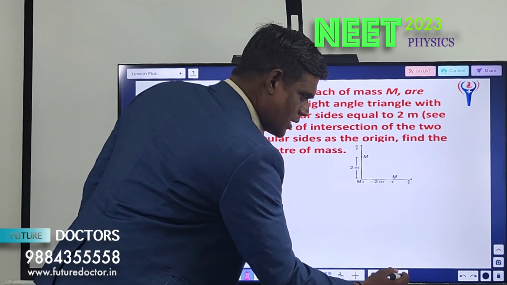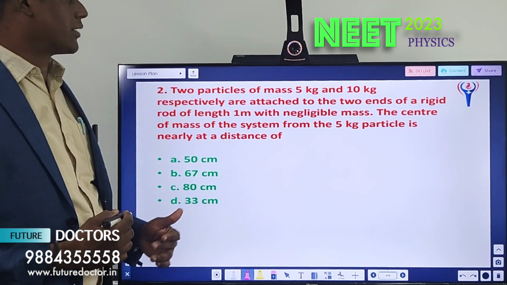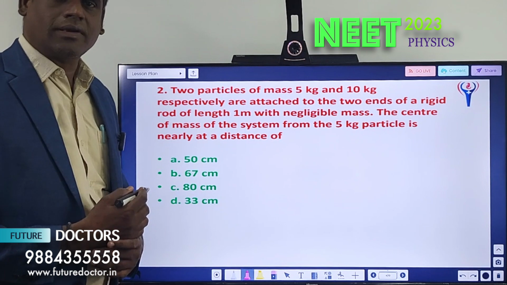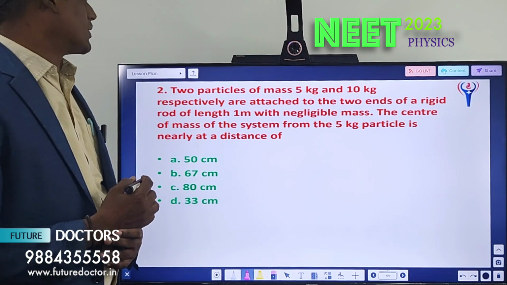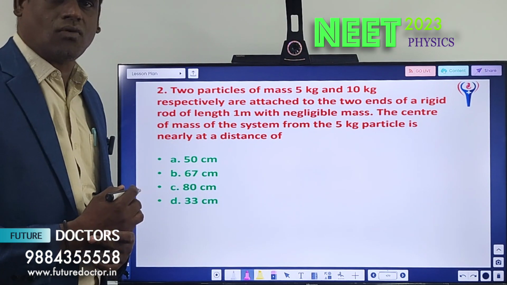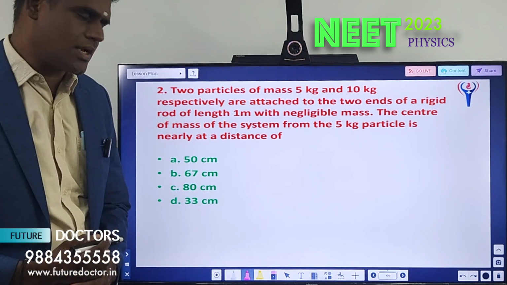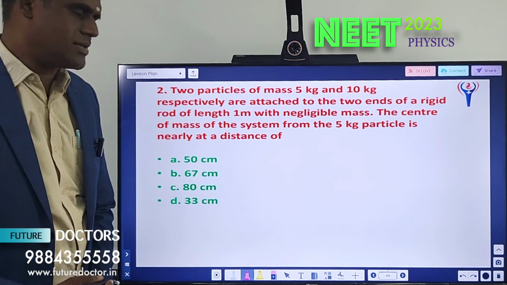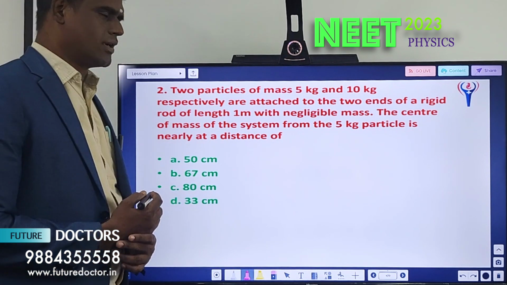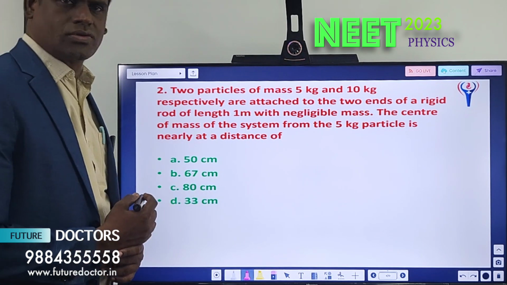Let's move to question number 2. Two particles of mass 5 kg and 10 kg are attached to the two ends of a rigid rod of length 1 meter with negligible mass. The center of mass of the system from the 5 kg mass particle is nearly at a distance of dash. Option A: 50 centimeter, B: 67 centimeter, C: 80 centimeter, D: 33 centimeter. By knowing the formula for center of mass with respect to the masses and distance, you are able to find the solution for these questions.